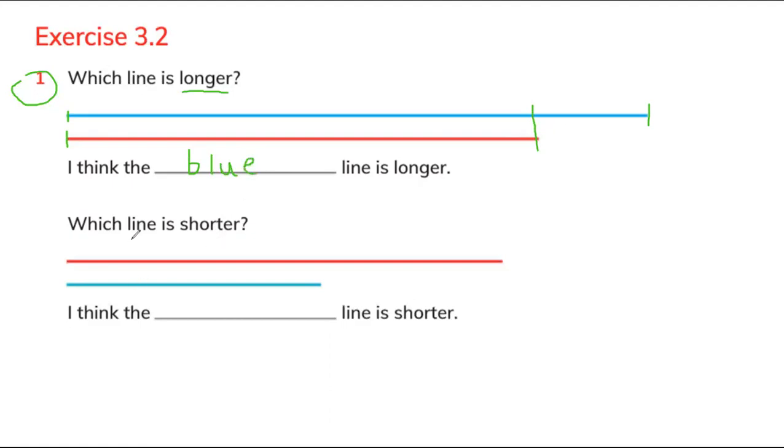Which line is shorter? You have to look at which line is shorter now. Again, you have the red line and the blue line. I think the dash line is shorter. Which line is shorter? This is long and this is short. So this red line is very big compared to the blue. So blue is the shorter line here in the question, right? So in this way you can measure how long and how short.